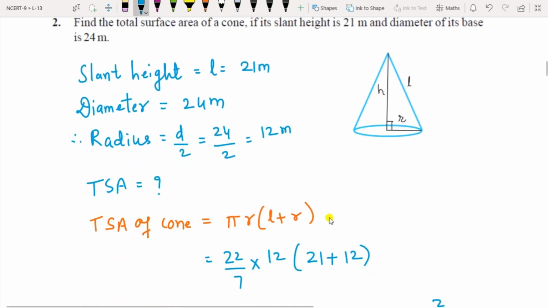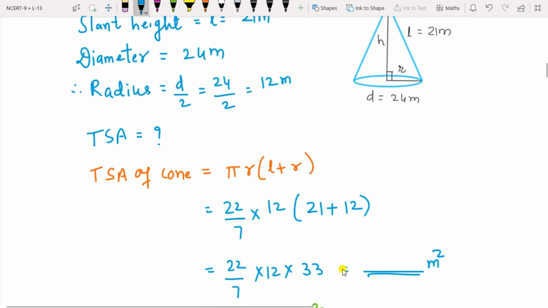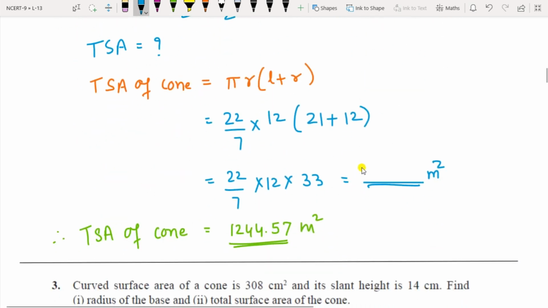Next question: find the total surface area of a cone if its slant height is 21 meter and the diameter of the base is 24 meter. Diameter is 24, therefore radius is 12 meter. You have to find the total surface area of the cone, so its formula is pi r (L plus R). Substitute the values and after solving you will get 1244.57 meters square. That is the total surface area of the cone.